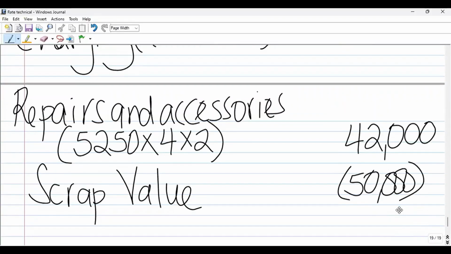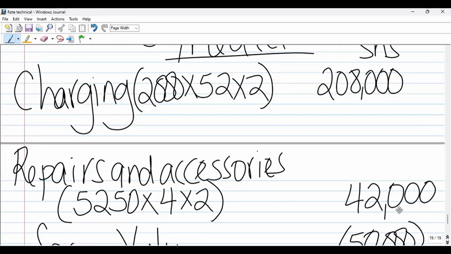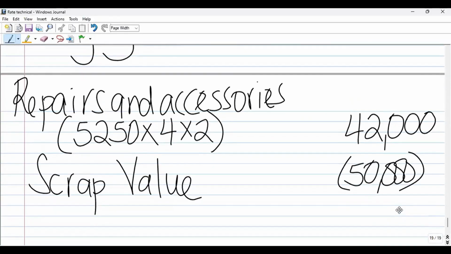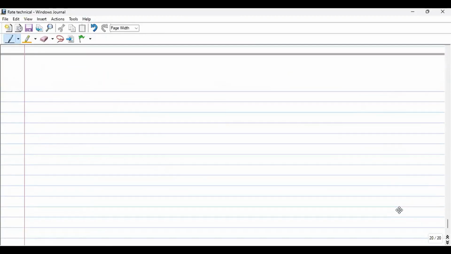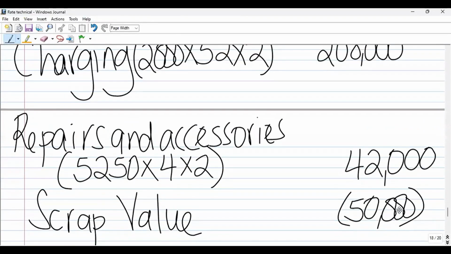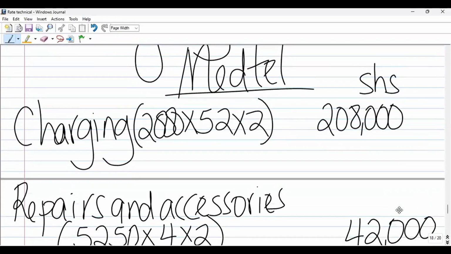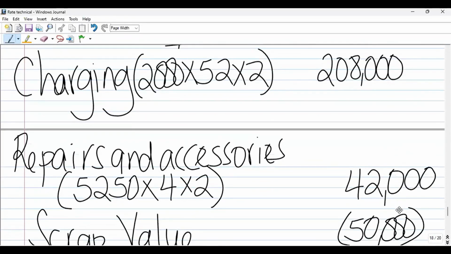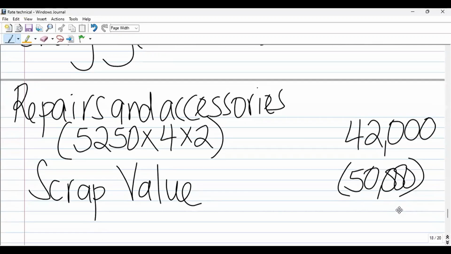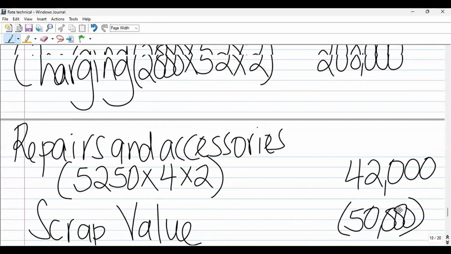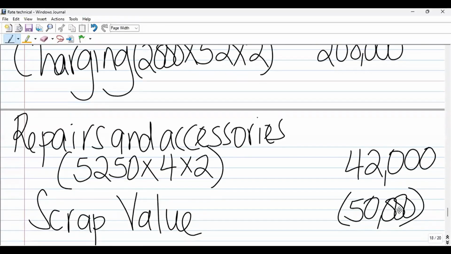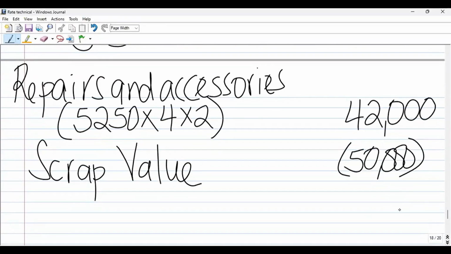Which other costs do you have? Are those the only costs? Madam Sarah, yes. These costs of the 300,000 shillings on charging and repairs throughout the entire lifespan, where do those ones fall?